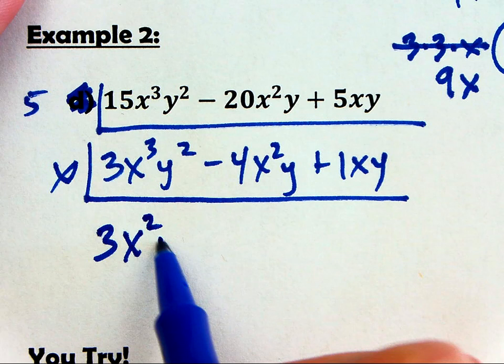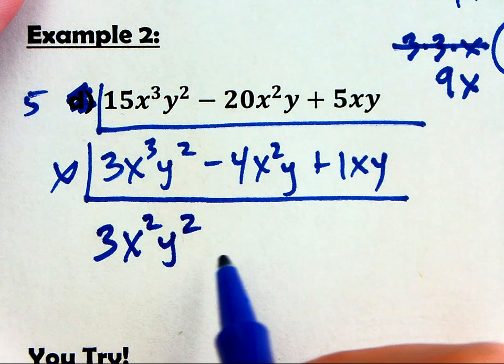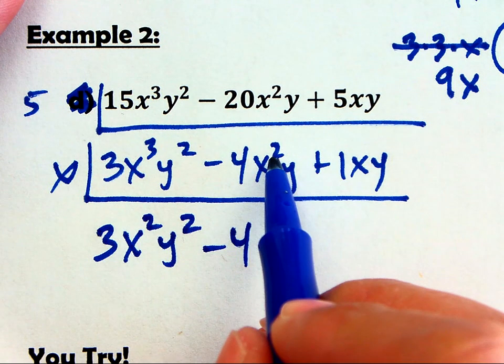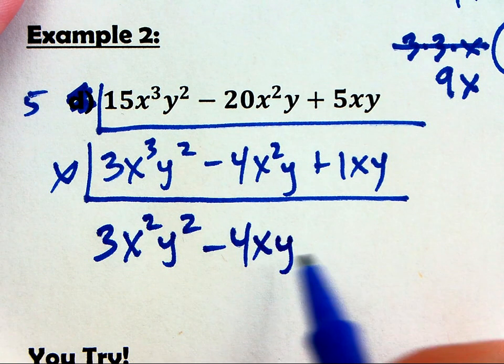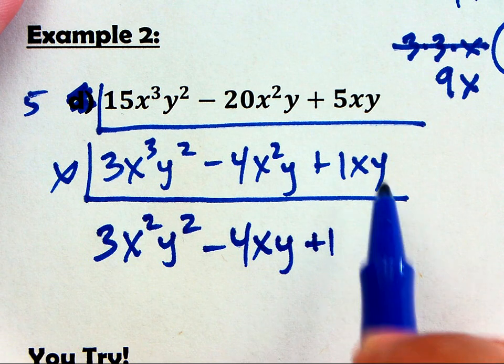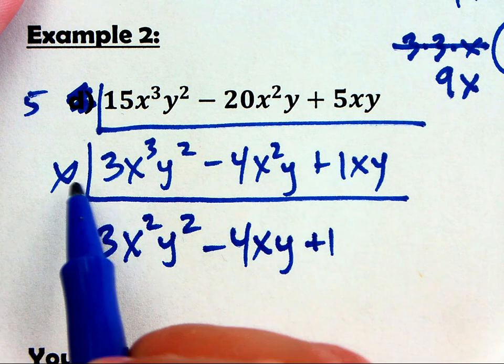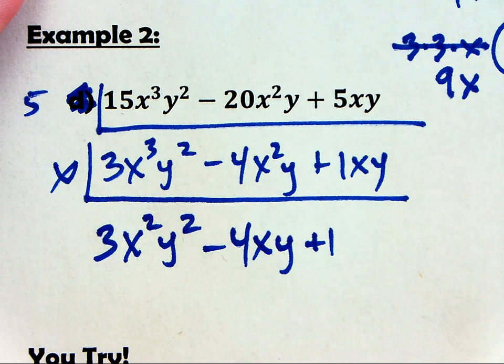Not worrying about the y's right now. A 2nd power of x divided by a 1st power of x is going to be a 1st power of x. And then lastly, a power of x divided by a power of x is going to be no powers of x. So now that last term is just 1y.